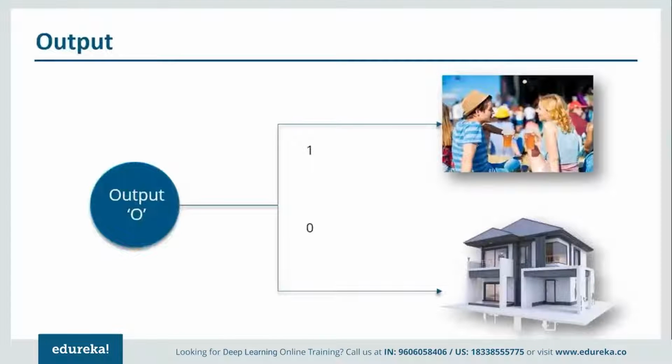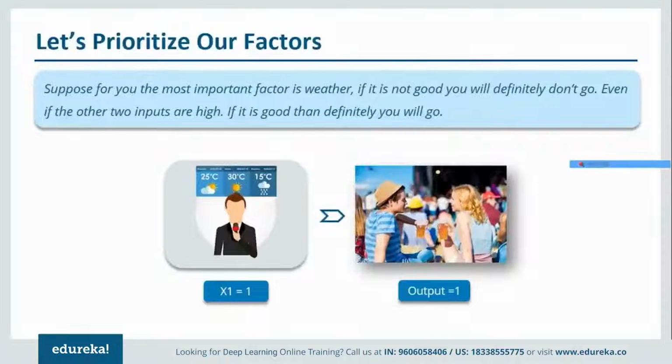Now what does a human brain do here? Okay, fine. I need to go to the beer festival. But there are three things that I need to consider. But will I give importance to all these factors equally? Definitely not. There'll be certain factors which will be of higher priority for me. I'll focus on those factors more, whereas a few factors won't affect me that much. So let's prioritize our inputs or factors. Here our most important factor is weather. If weather is good, I love beer so much that I don't care whether my wife is going with me or not, or if there is public transport available. I love beer that much, so if weather is good, then definitely I'm going there. That means when x1 is high, output will definitely be high.